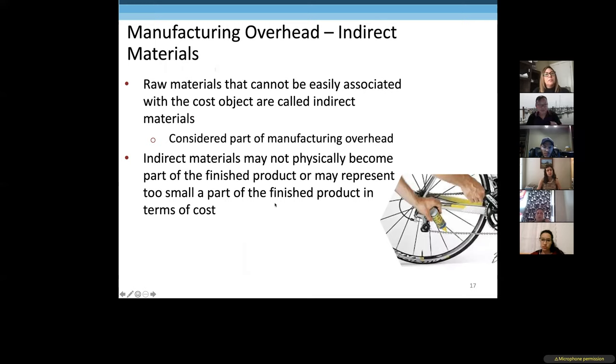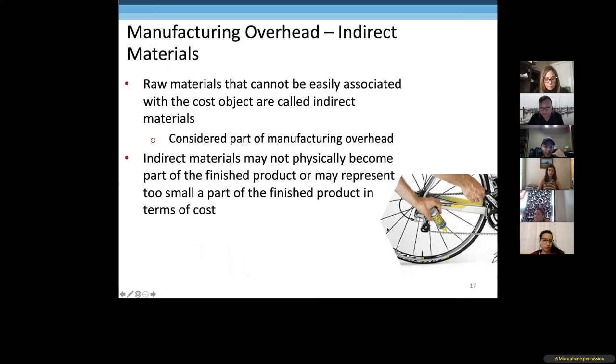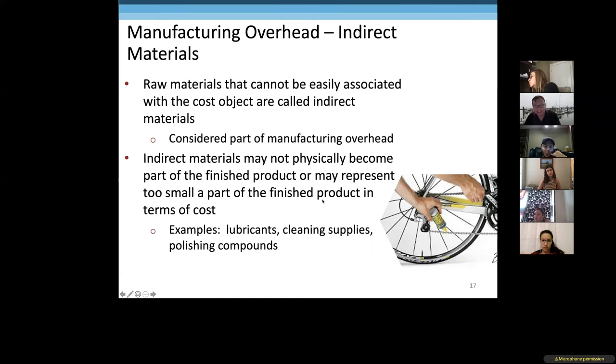Indirect materials may not physically become part of the finished product. You probably cannot see it, or maybe it's too insignificant. So if you apply lubricant to the chains of the bike, that would be considered an indirect material because you cannot see it, and it's too insignificant, okay?